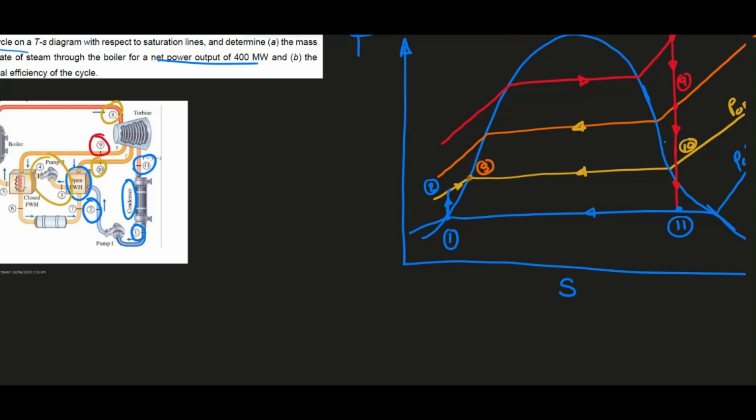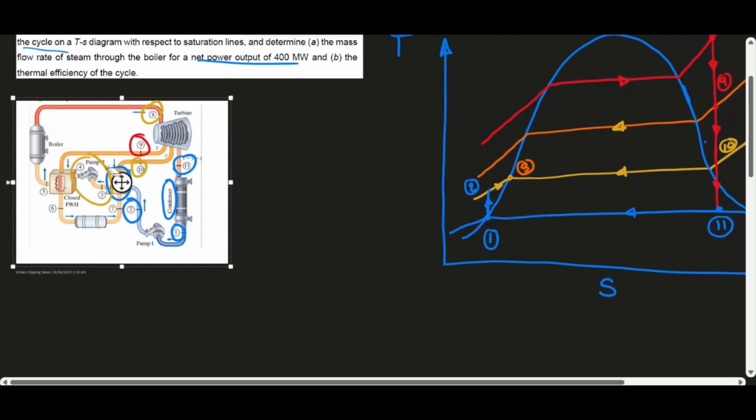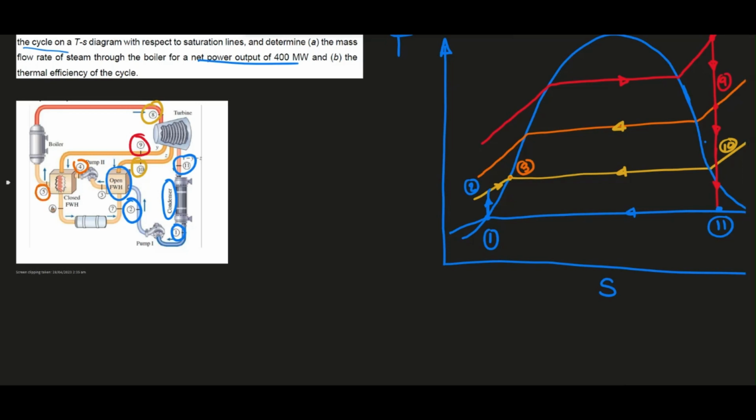Now, looking at state 4, one would think, there we go, it's the closed feed water heater pressure, but no. Look at this, in a closed feed water heater, there is no mixing. Therefore, this pump can only increase the pressure to that of the boiler pressure.